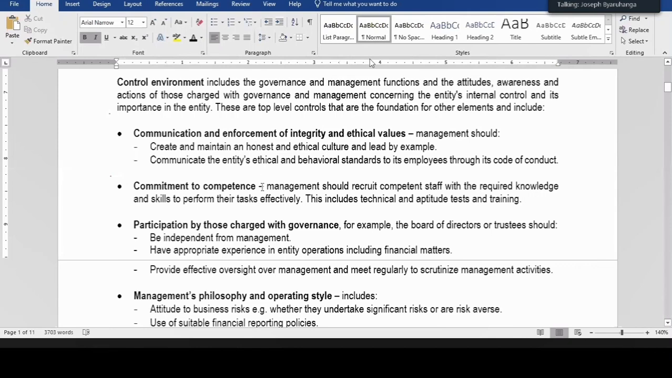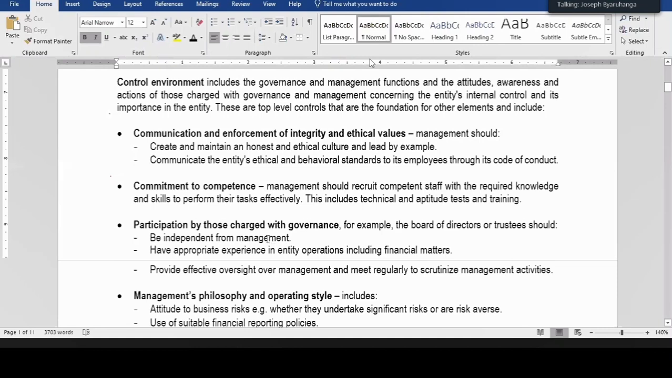Number 2, commitment to competence. I'm using the word company for anything, please. So company can mean the mosque, the church. Does the entity recruit competent staff with the required knowledge and skills? Of course, when they are recruiting, there are times you go through three interviews, because it is competent staff to carry out the entity's activities.